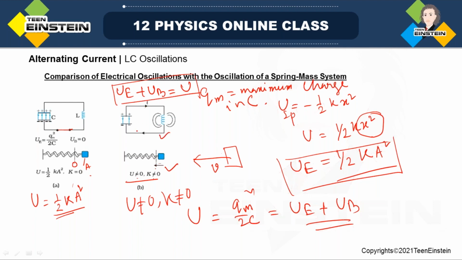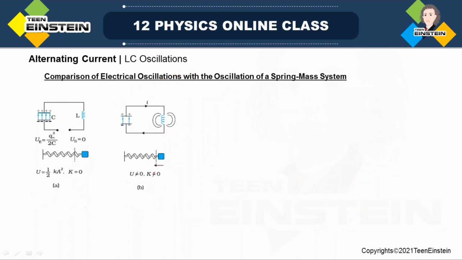Similar to this, in the LC oscillation also, as time passes, charge will be reducing in the capacitor and current will be increasing in the circuit. So electrical energy will be converted to more and more magnetic energy and stored in the inductor coil. Okay, so this is the second situation. Now come back to the third situation.